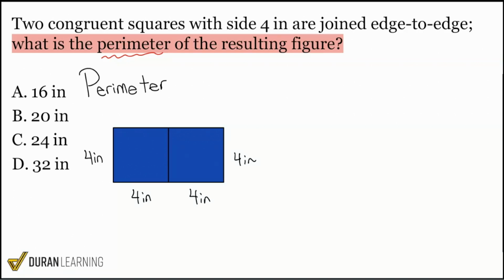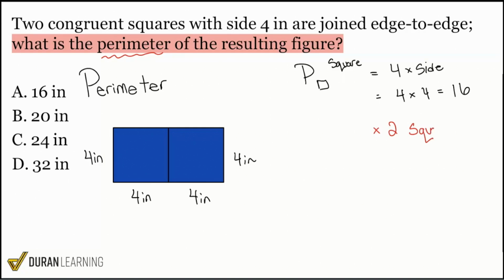Who here went ahead and said, well, look, the perimeter of a square is going to be 4 times the side. And so the perimeter of one of the squares is 4 times 4, which is going to be 16. And when you saw that you had the perimeter of one of the squares, you said, hey, I'm going to multiply it by 2 since it's 2 squares. And when I do that, 16 multiplied by 2, you ended up getting 32.